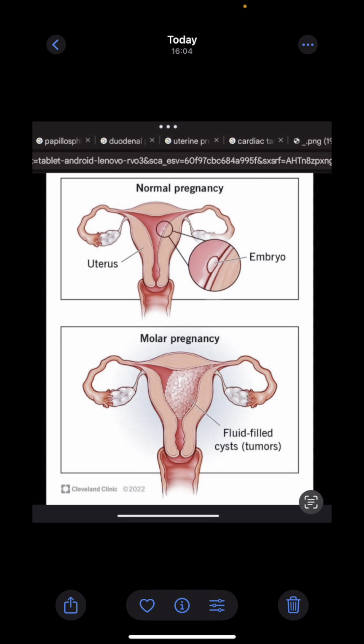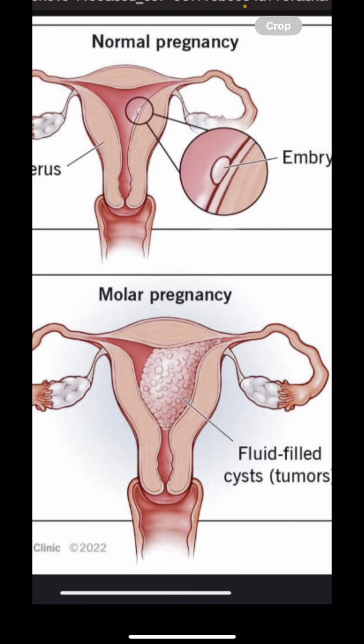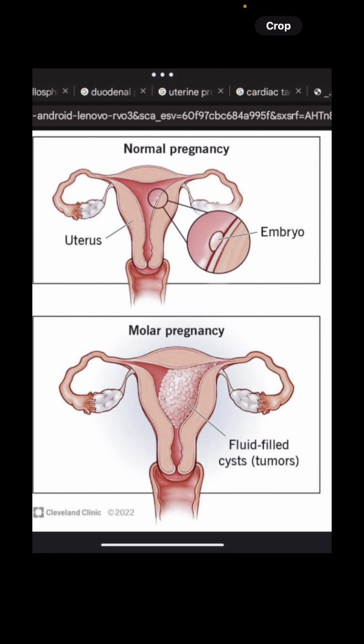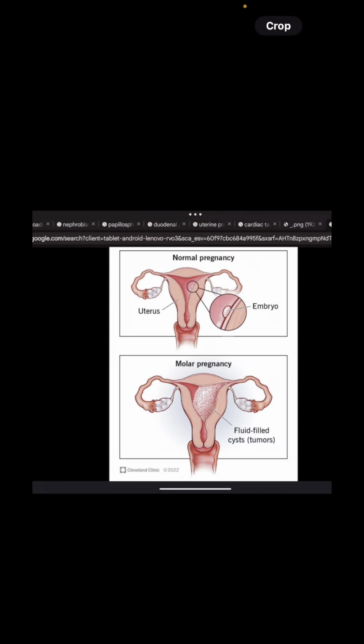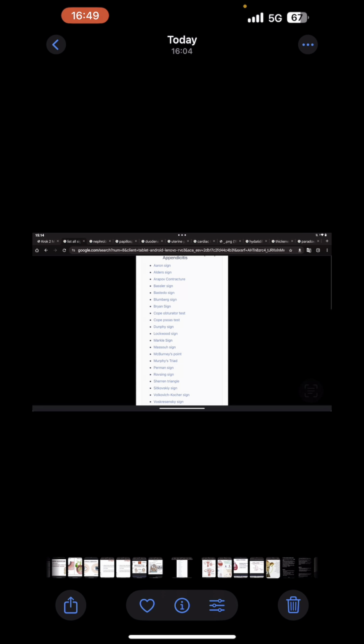As you can see in the normal pregnancy, the embryo is a single embryo of normal size inside the uterus. But in the molar pregnancy, you can see a lot of fluid filled cysts, or let's say tumors. So it's the tumor of the trophoblast, the molar pregnancy. So the KROK question will say vesicles for sure, some sort of vesicles. So the keyword for molar pregnancy is vesicles in the KROK question. So we have to mark molar pregnancy.